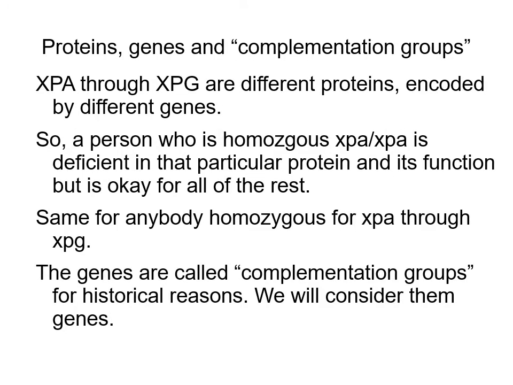All right. So these proteins and complementation groups, which is why we're talking about this example today in particular, XPA through XPG encode different proteins clearly. So a person who is homozygous for XPA, for example, is deficient in that protein, but all the rest of their proteins are okay. Similarly, anybody that's deficient for any one of the other proteins is deficient for that one, but it's okay for all the rest. So these genes are called complementation groups, and we can see what happens to them when we put them together in cell lines or in people, as the case may be.